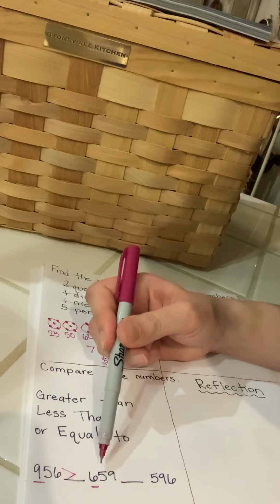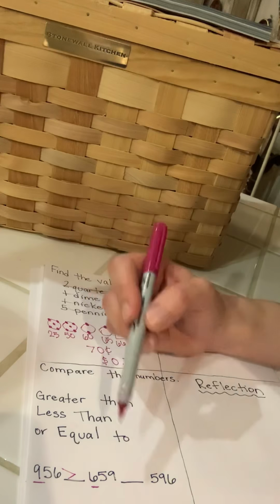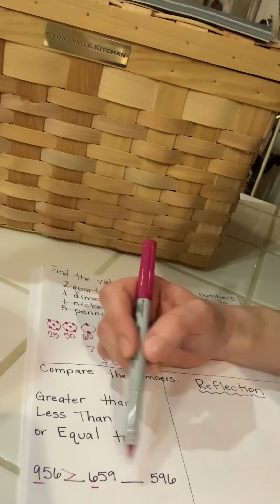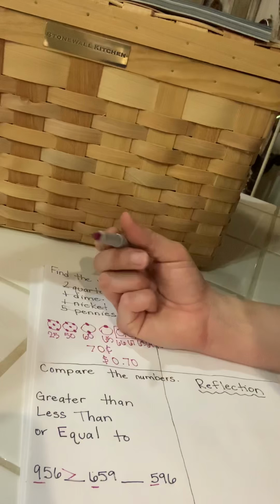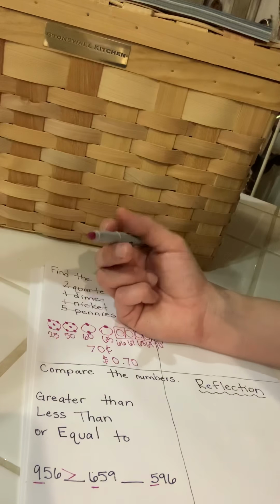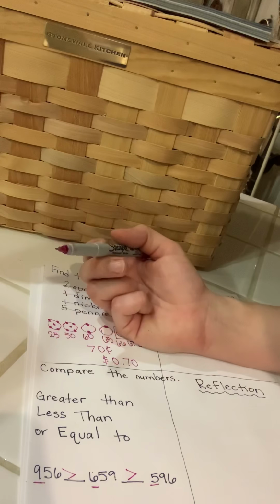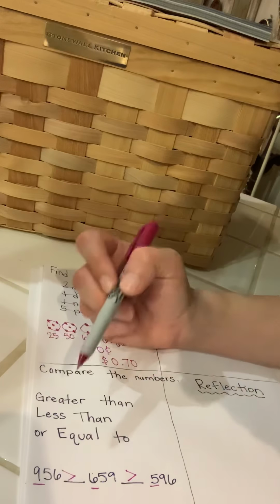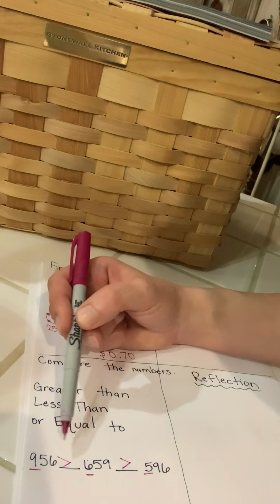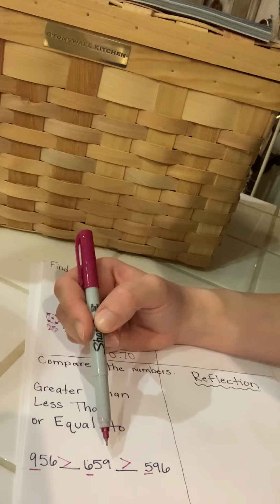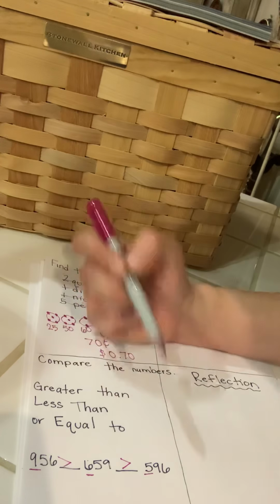Now I'm gonna compare the 659 and the 596. You have to look carefully because they have the same digits. They're all just mixed up. Start in the hundreds place. I have 600s and I have 500s. I know 6 is greater than 5 and my mouth always eats the larger number. So it's gonna go this way. So the way you read it as a number sentence, just like a word sentence, would be: 956 is greater than 659, which is greater than 596.